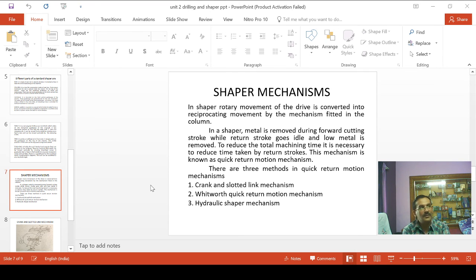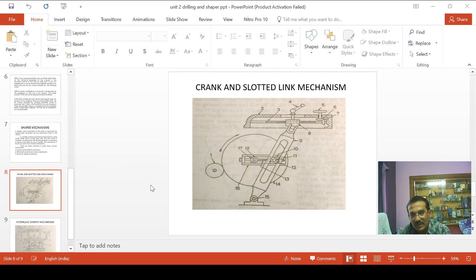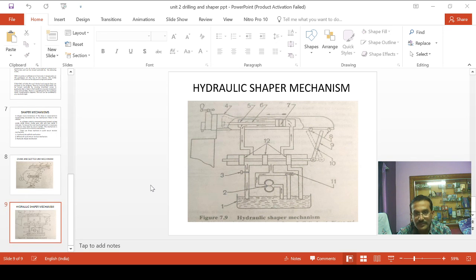There are three types of mechanisms incorporated in shapers depending upon their usage. First one is the crank and slotted link mechanism, second one is the Whitworth quick return mechanism, and next one is the hydraulic shaper mechanism. The figure shows the crank and slotted link mechanism commonly employed in our machine shops to get the ram movements.